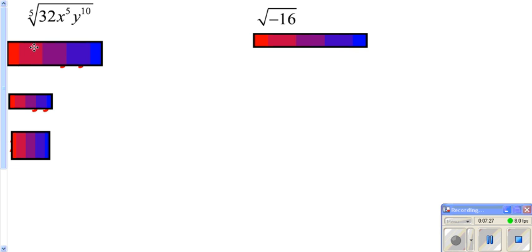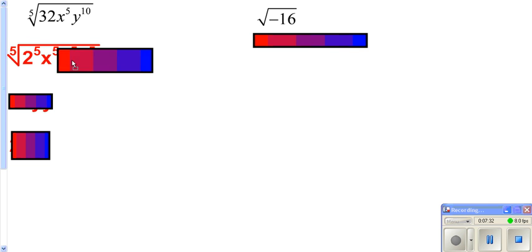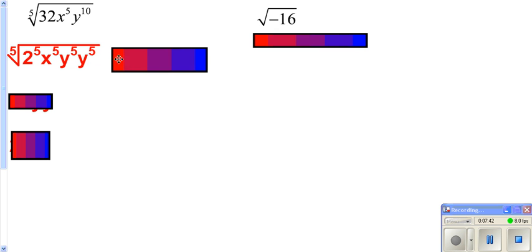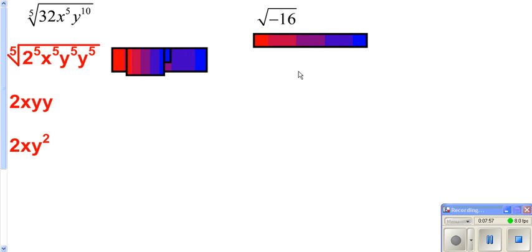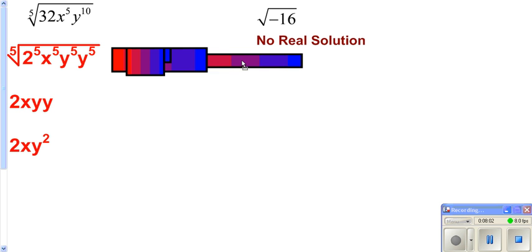Fifth root. From that list of numbers you copied down, you should remember that 32 is really 2 to the fifth. You have your x to the fifth. Your exponent here is bigger than your index of 5 in front, so you could write that as a y to the fifth, and then you'd have to have an additional y to the fifth in there to be able to get those to add together to give you your 10. Your fifth root undoes each one of your fifth powers. Short way to write your y times y is a y squared. Here we have the square root of an even number that's negative, so it does not work.